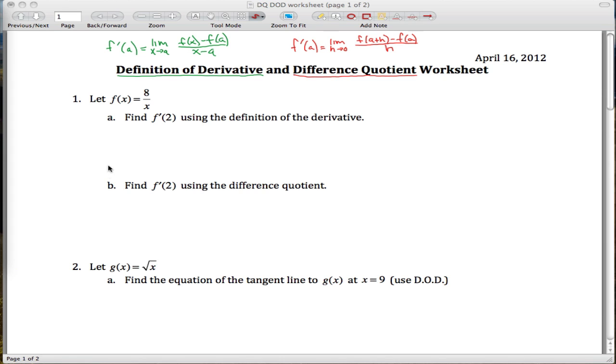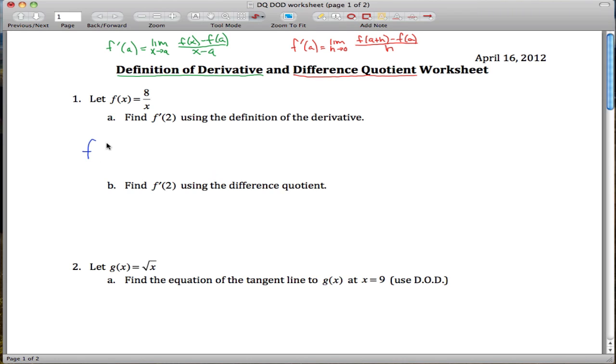So using this thing right here, find f prime of 2. This formula gives us f prime of a, so our a is equal to 2 here. So what we want is the limit as x approaches 2 of f of x minus f of 2 divided by x minus 2. But f of x is equal to 8 over x, so this limit is the same as the limit of 8 over x minus f of 2, which is 8 over 2, which is 4, over x minus 2.